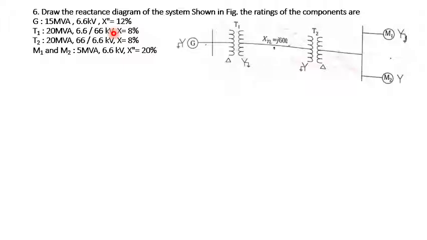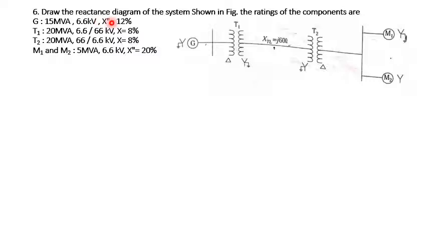So we need to use some common sense by looking at which terminal leads to the LT and ST side. Then the transmission line, then the transformer 20 MVA, 66 kV to 6.6 kV. It means that this point is at 66 and this point is at 6.6. Motors M1 and M2, the ratings are the same, 5 MVA, 6.6 kV, subtransient reactance of 20%.